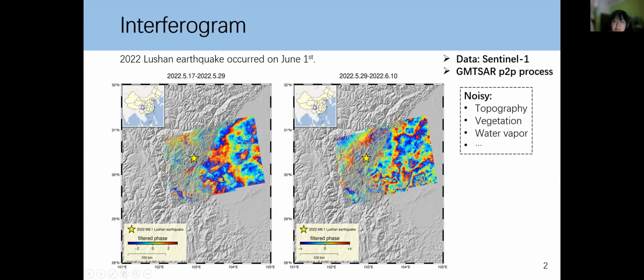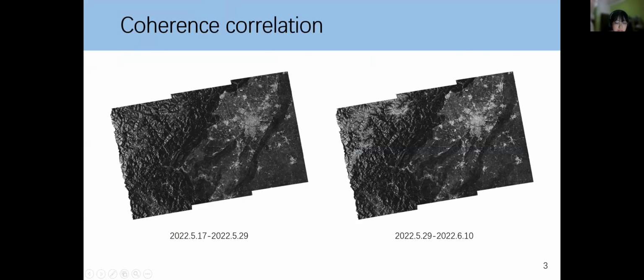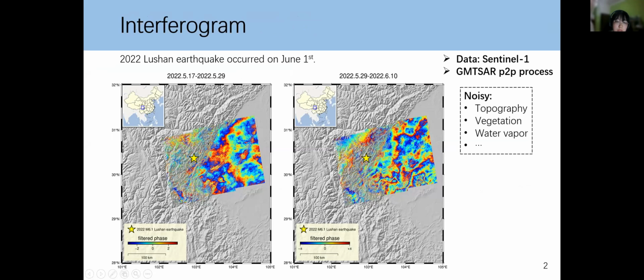It may be caused by the mountainous terrain and vegetation cover, as well as other factors like water vapor. So then I checked the coherence map of the 2 pairs. You can see that in the city region, the pixels are much lighter, which means the coherence is good, while in the mountainous region they look very dark, so the coherence is poor here. That's why we can't get a very good interferogram here.